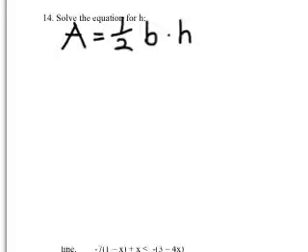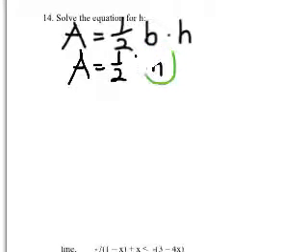Number 14, solve the equation for h. A equals 1/2 b times h. This would usually be written A equals 1/2 b h. Because b times h is the same as bh. But it's a hint. This is to solve the equation for h. So we want to solve the equation for h.